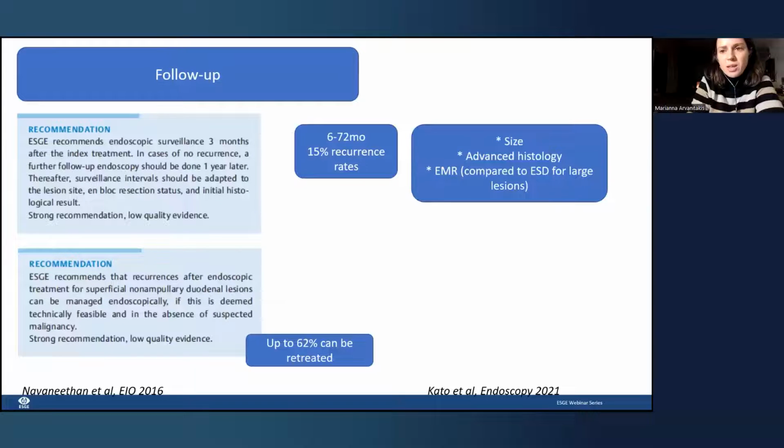This will depend on the size, on the histology, on the technique. As we said, ESD, maybe there is a less high recurrence rate, but surveillance is important, starting 3 months from the index treatment. And again, we can retreat these patients by endoscopy if recurrence is detected.